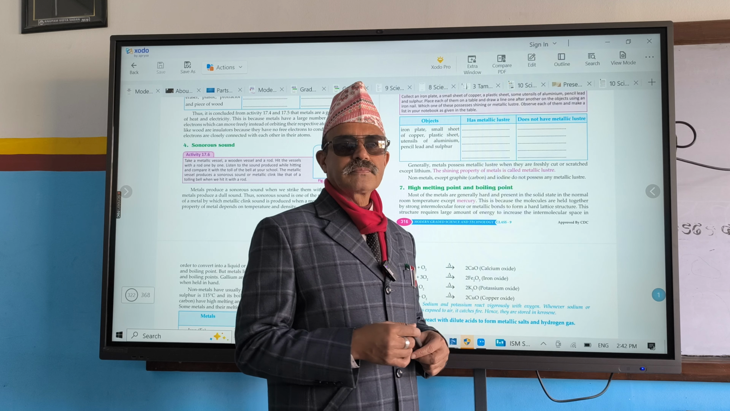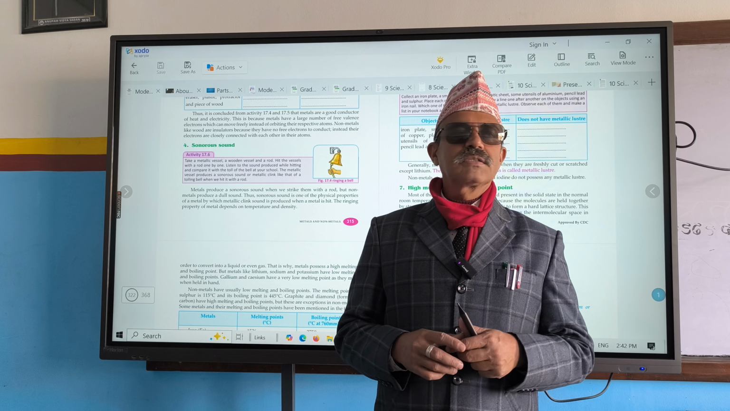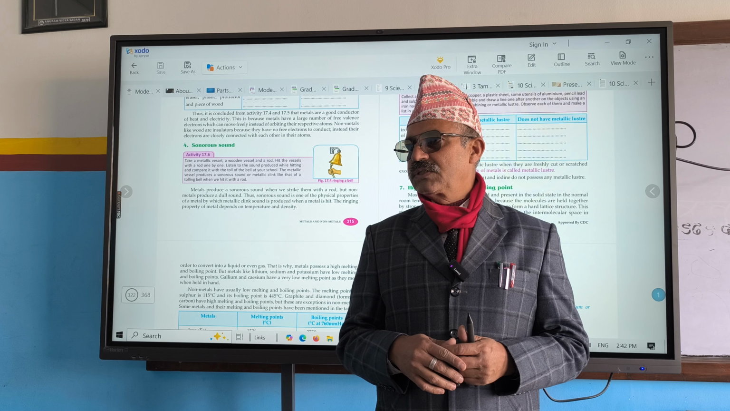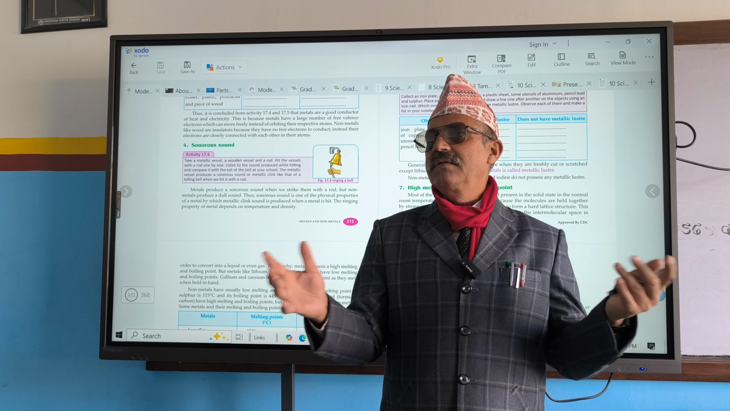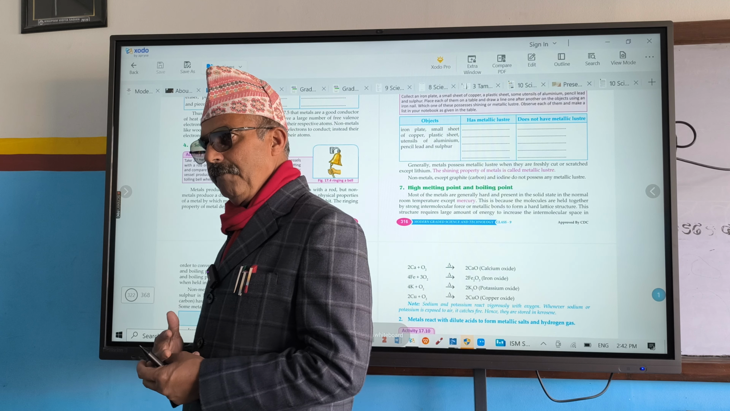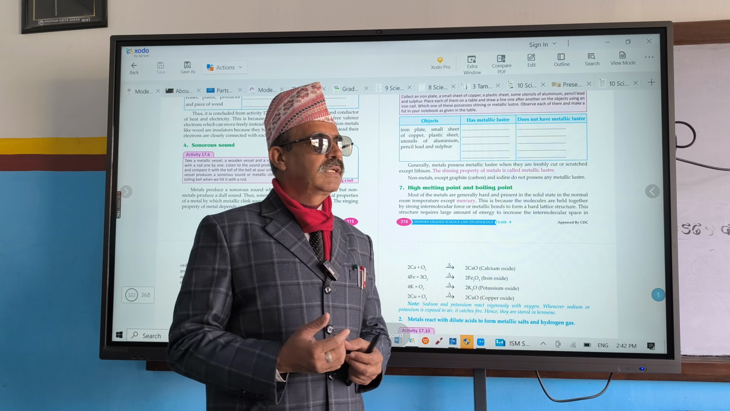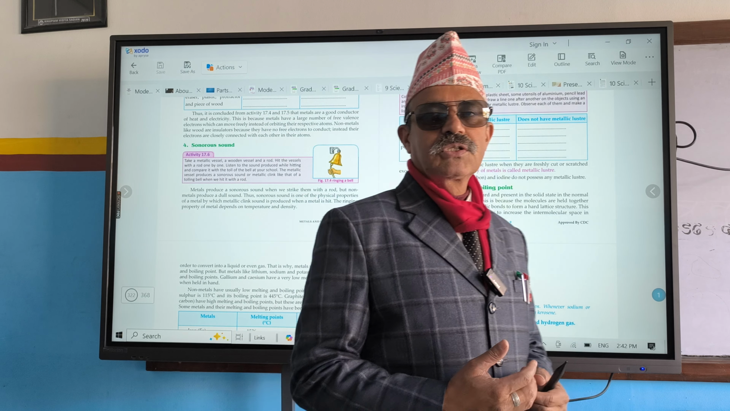Next one, malleability. What does malleability mean? We can heat them into sheets, make them flat, and different articles can be made. Next one, metallic luster means they are shiny in nature. When sunlight falls on them, they reflect some of it.